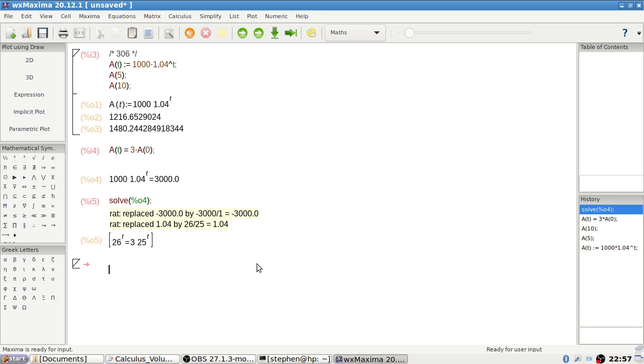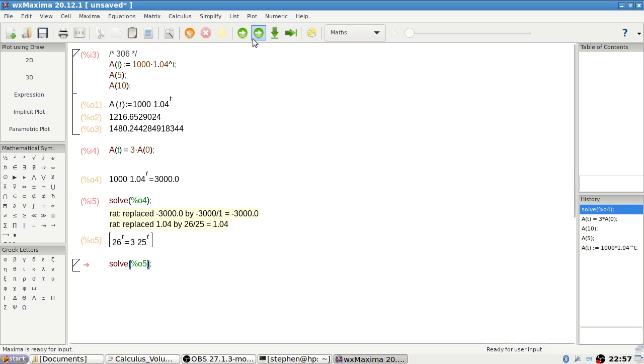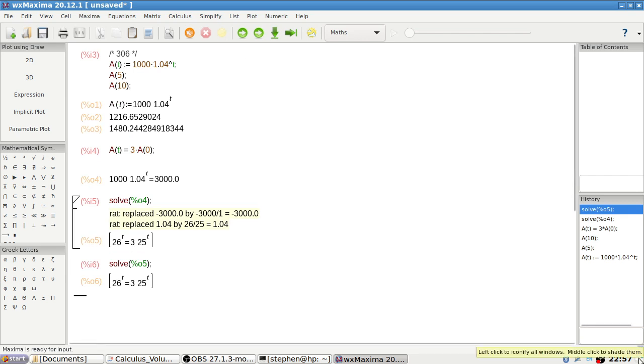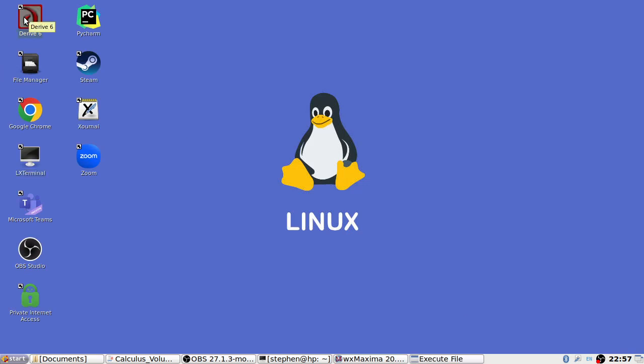Didn't like solving that. That's so weird. Why don't you like solving that? It's not that difficult to solve. I really don't get why Maxima is sometimes so fussy about things. Let's fall back to Derive.